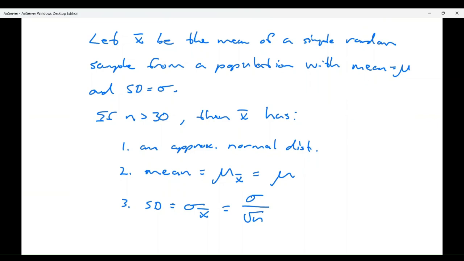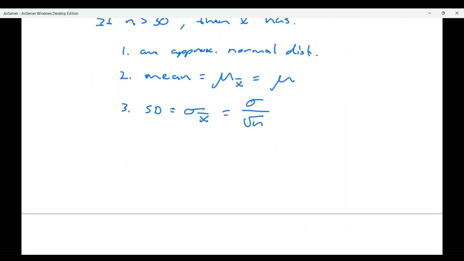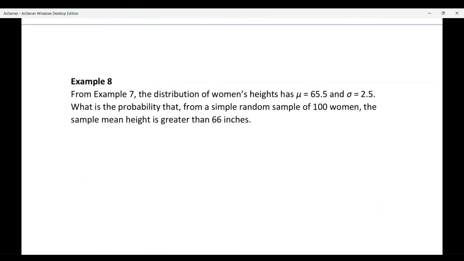If I generally know that the population is already generally normal as a data set, maybe I don't even need 30. Maybe 20 or 25 would be a large enough sample size to be able to apply normal distribution characteristics. Okay. All right. So let's do some examples with this then.